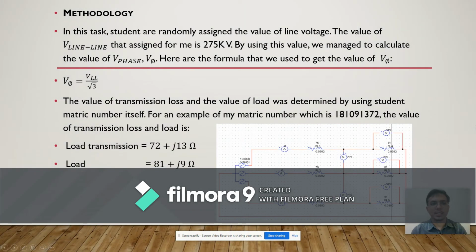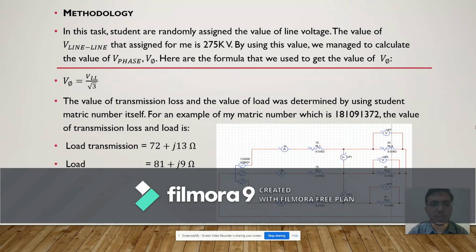For the methodology, in this task, students are randomly assigned the value of line voltage, V line to V line. The value assigned to me is 275 kilovolt. Using this value, we calculate the value of V phase. Here is the formula we use to get V phase: V phase is equal to V line to V line over root 3.